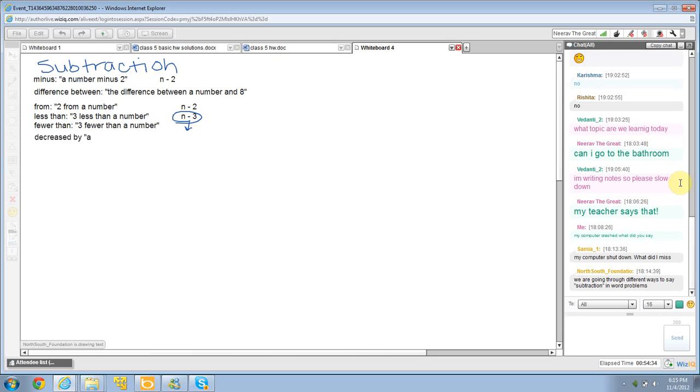So a number decreased by 2. What that means is I'm decreasing this number, n, by 2, so I subtract 2. Next one, take away. So take away 2 from a number.